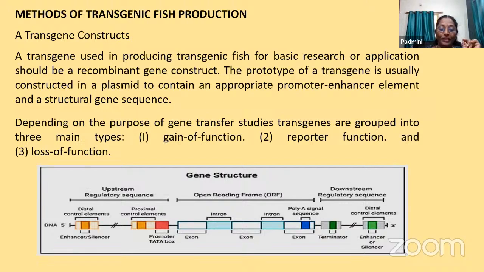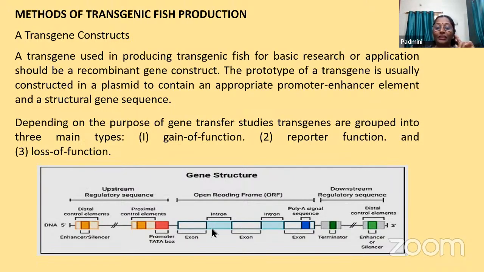And from the promoter region, when you add the gene of your interest, you have three genes of interest, that is, the open reading frame over here. Which are the open reading frames over here? Exon 1, exon 2, and exon 3. So these are exon 1, exon 2, and exon 3. These are the open reading frames.